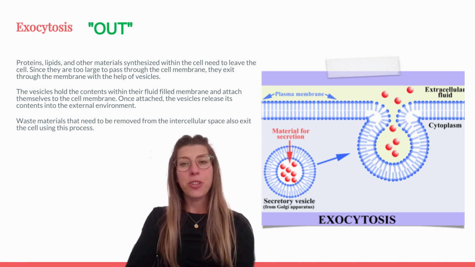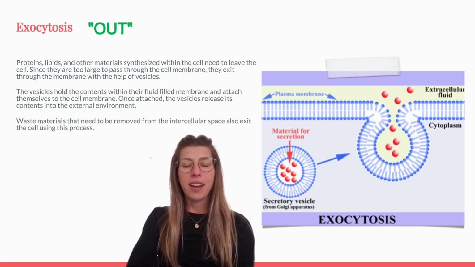Now we have vesicles that do have the cell membrane around it, and it's going to be emitted into the extracellular fluid. A good example of this is waste materials that need to be removed from the intercellular space and exit the cell, and they use this process. Okay, once those vesicles are attached, that's when the materials are released.